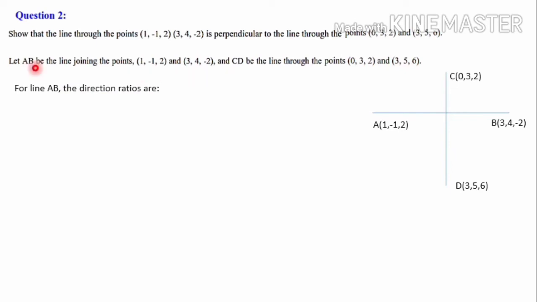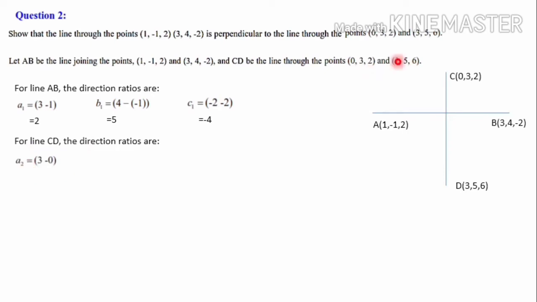Direction ratio calculation is quite simple. We have already learned that one: difference between their points. For (1, -1, 2) and (3, 4, -2), we first calculate x2 minus x1, that is 3 minus 1. We take this as the first direction ratio A1, that is 3 minus 1, equal to 2. Next one, B1, 4 minus minus 1, that is equal to 5. C1 is equal to minus 2 minus 2, that is equal to minus 4. Next, for the line CD, these are the coordinates.